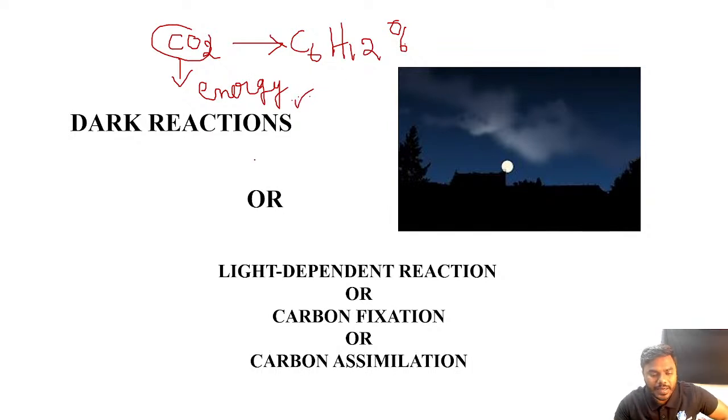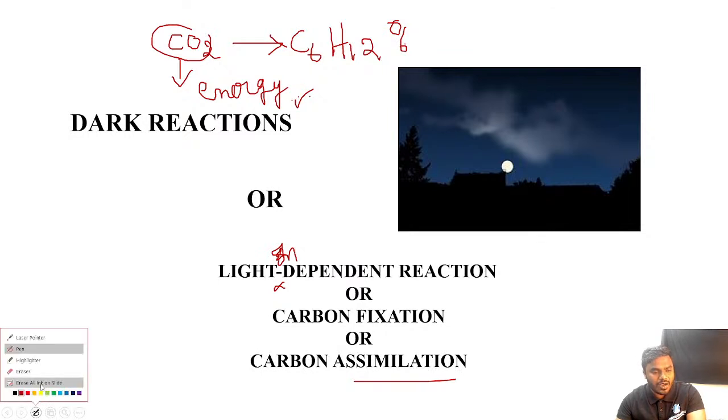So that's why we can call them dark reactions. My friends, dark reactions doesn't mean that they are occurring in the dark. Dark reactions means that we will be calling them light independent reactions, or the carbon fixation reaction. We can also call it the carbon assimilation reaction. What do you mean by the word carbon assimilation? We are incorporating the carbon into the body to convert it into glucose.